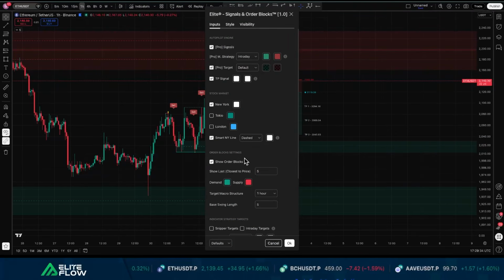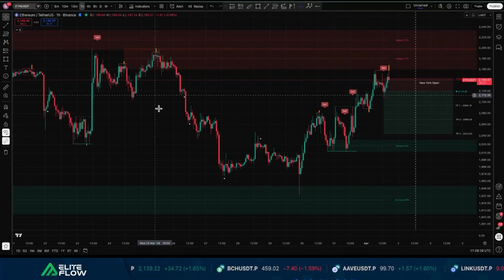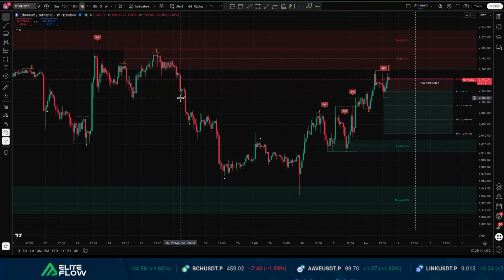Then you've got the take profit signals, the TP signals, which are basically white crosses all over the chart, like here, for example, a white cross.